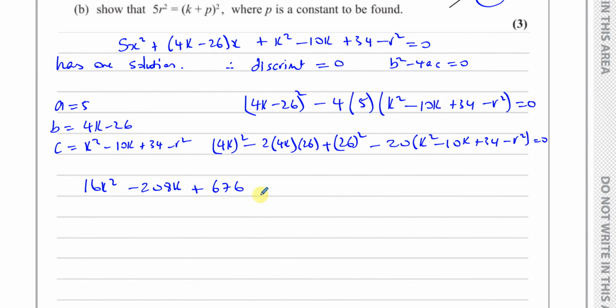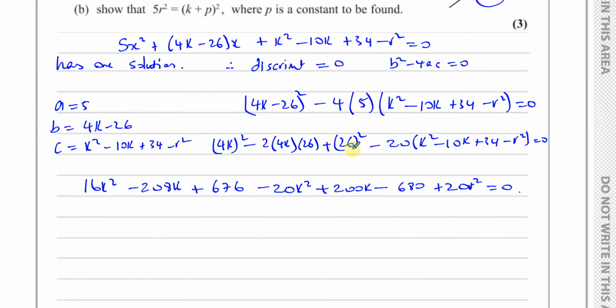Okay, and then you're going to have minus 20k squared plus 200k minus, that's 2 times 34, 68, minus 680, and you're going to have plus 20r squared equals 0. Okay, so now let's see what happens.